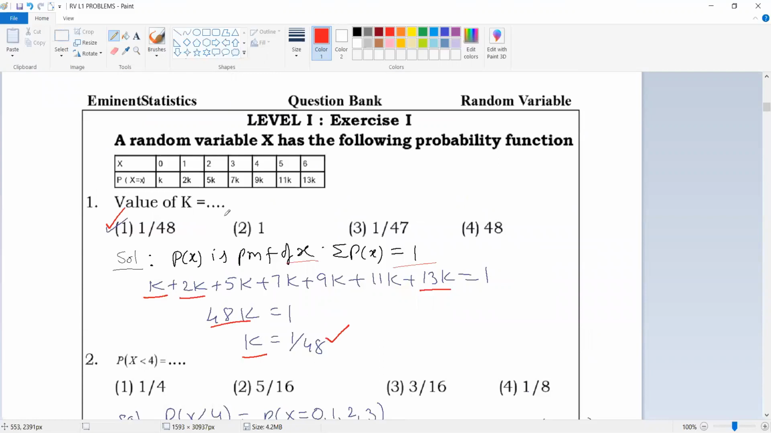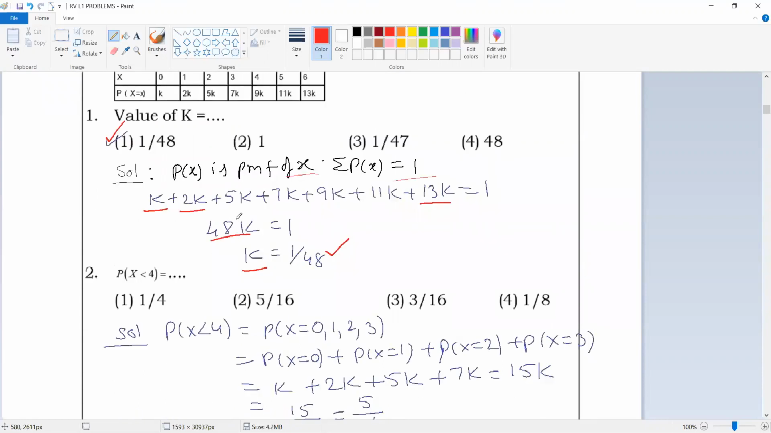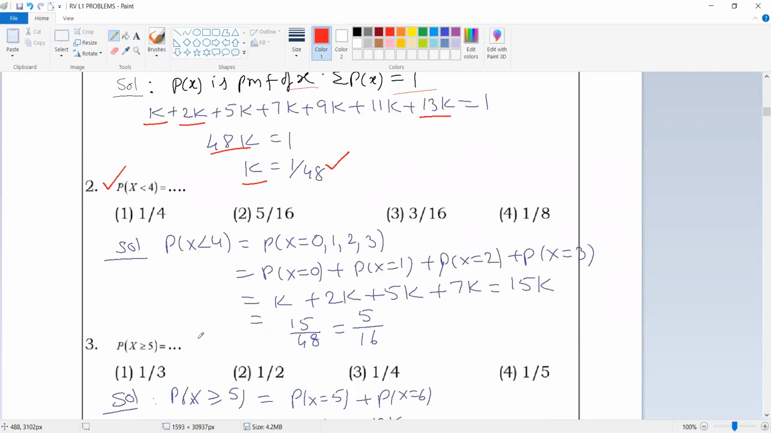Now using the same information, we have to calculate some required probabilities. Probability of x less than 4. X takes values 0 to 6. So out of these 7 values, only 4 values are possible. Here x is a discrete random variable, so strictly follow the inequality. Less than 4 means below 4.